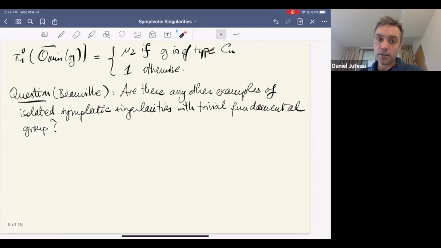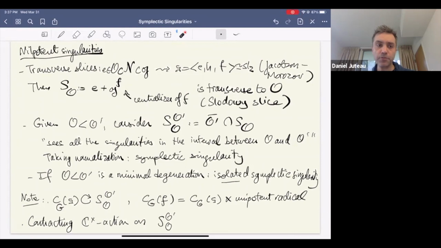So for the next two slides, I'm going to talk about nilpotent singularities. One thing you can do in nilpotent cones is you have a nice way of taking transverse slices. So if you have a nilpotent orbit O with an element N, an element E in the nilpotent cone, then by the Jacobson-Morozov theorem, you can complete it to an SL2 triple E, H, F.